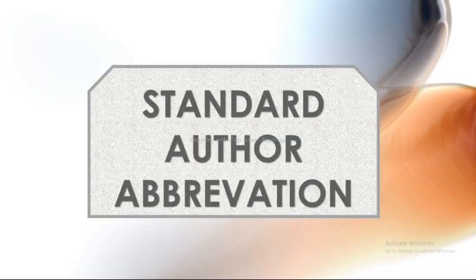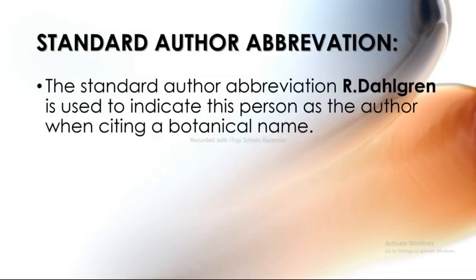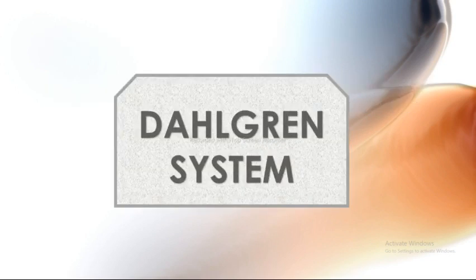Next I am going to discuss about the standard author abbreviation. The standard author abbreviation R. Dahlgren is used to indicate this person as the author when citing a botanical name. So next I am going to discuss about the Dahlgren System.